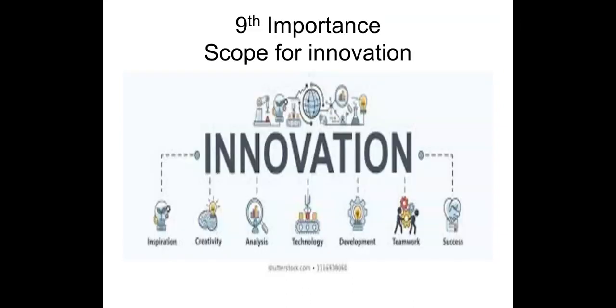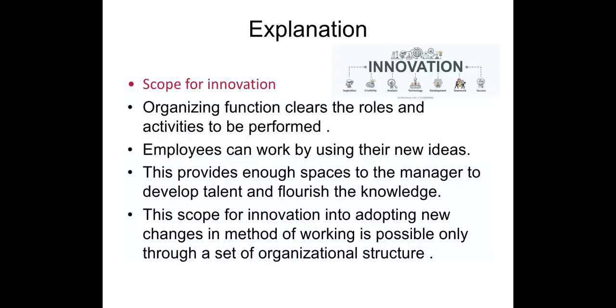Next is scope for innovation. The ninth importance is scope for innovation. Now, innovation means to bring new ideas. So, the organizing function clears the roles and activities to be performed. Employees can work by using their new ideas. This provides enough space to the manager to develop talent and flourish the knowledge.